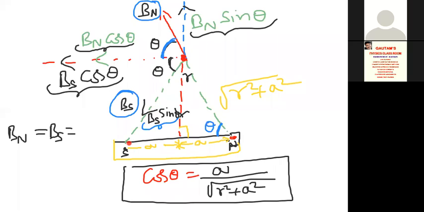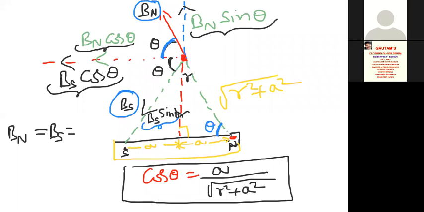Here also the pole strength is small m. Pole strength will be the same. From here to here, what is the distance? Square root of r square plus a square. From the south pole to here, the distance is also square root of r square plus a square. This hypotenuse forms an isosceles triangle, meaning these sides have the same length, square root of r square plus a square. Poles are the same, distances are the same, so the fields are also the same.